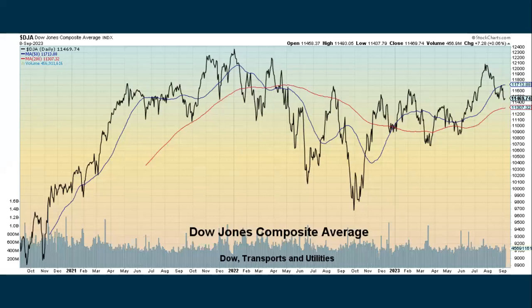We look at the Dow Jones Composite Average, which takes the Dow, the transports, and the utilities and puts them together. It looked like we were breaking out here in late spring, early summer, and doing quite well, but then we started to run into some trouble in late July, early August, and this has been coming back down. However, longer term, it's in an uptrend, but we want to see it break out of this sideways pattern that it's in.